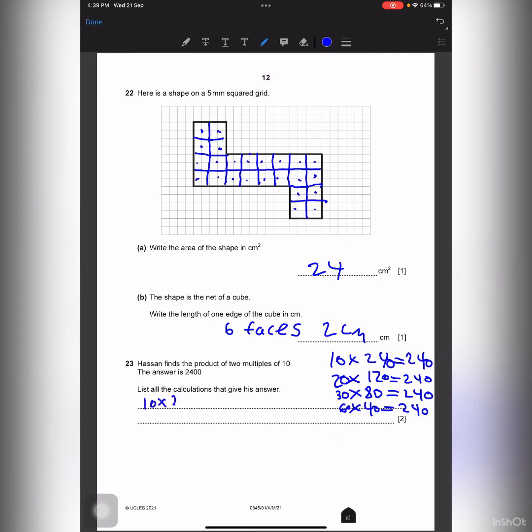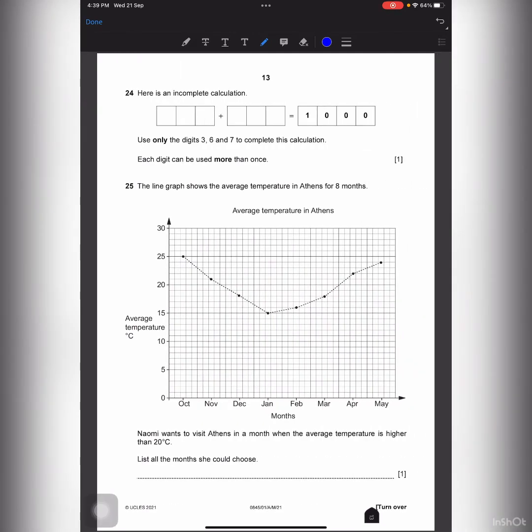Okay, 10 times 24. So that is also our answer. We're going to write it. We don't have to write this. We're just gonna do it like this. Like this is fine. So 20 times 120, comma 30 times 80, comma, let's write it here because over there we wrote it. So then 60 times 42. Now we're done. Next. Okay, here is an incomplete calculation.